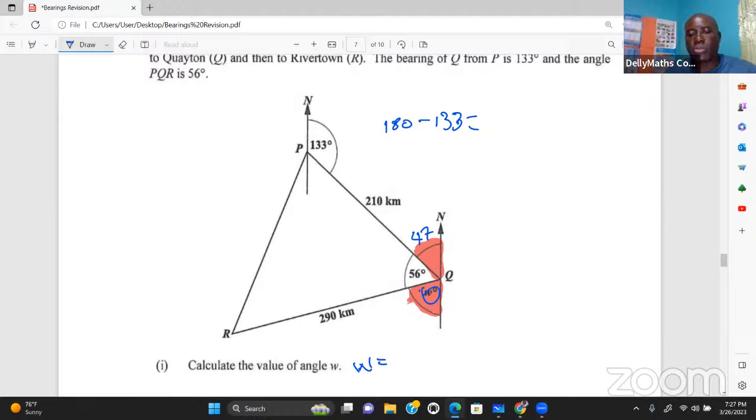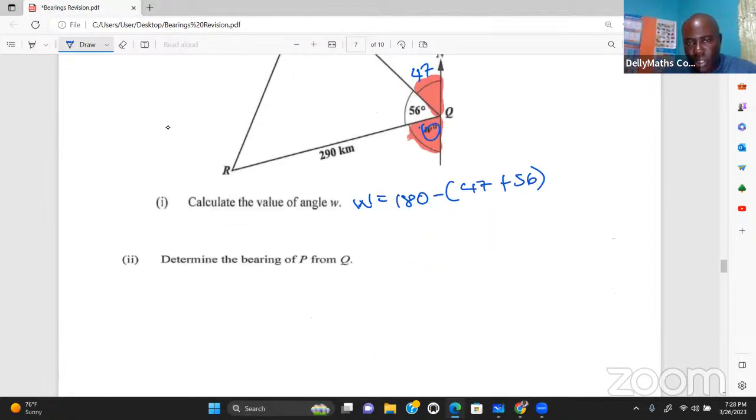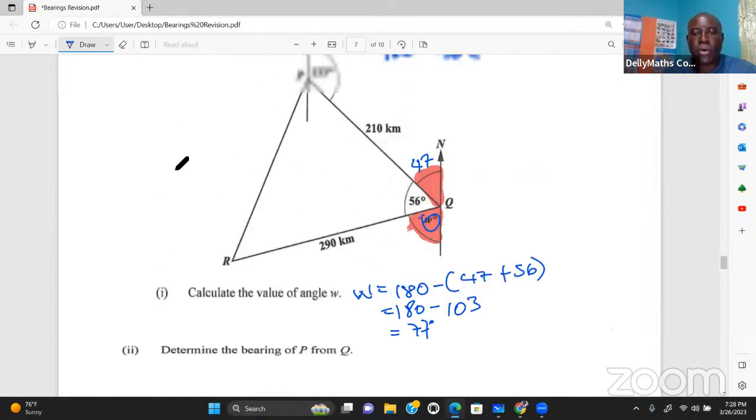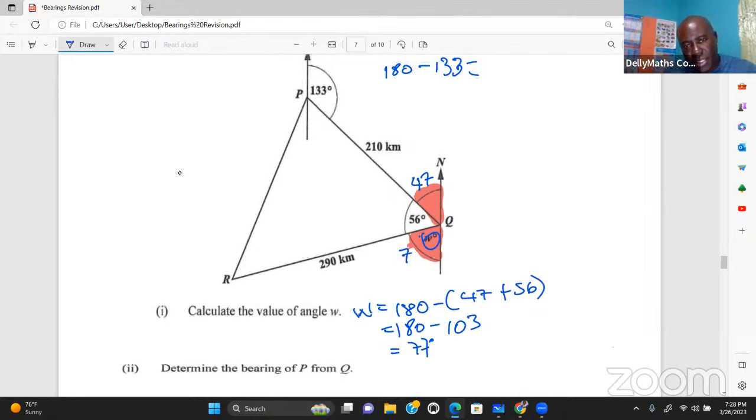So W is going to equal 180 subtract the sum of 47 plus 56. If I add 47 and 56, that's 103. So basically, we're dealing with 180 minus 103, and we'll get about 77 degrees for W. So if we want to mark W, W is 77 degrees.